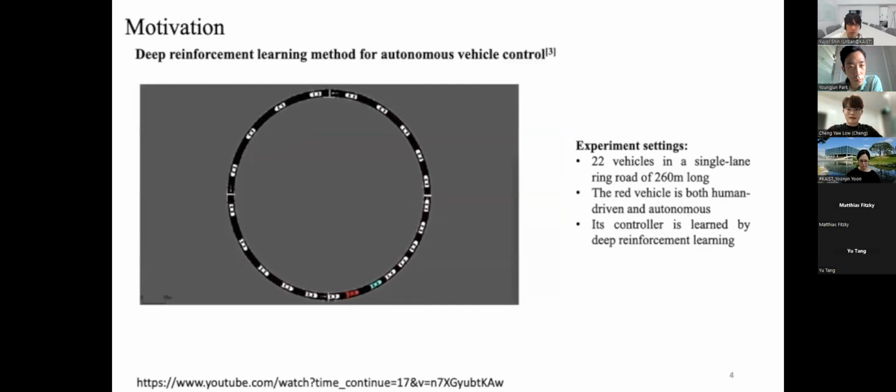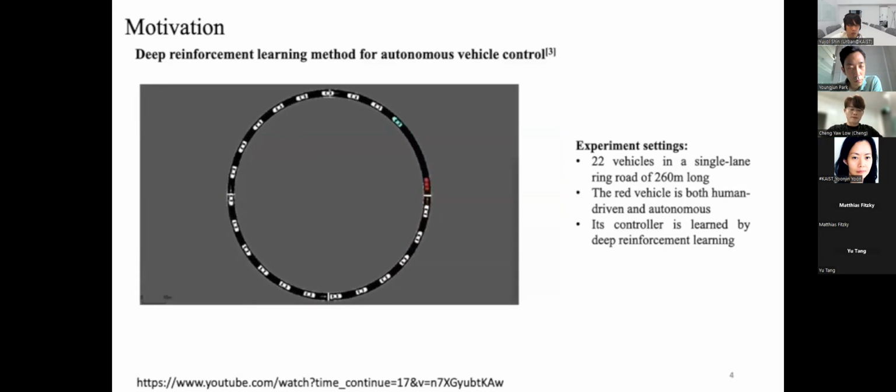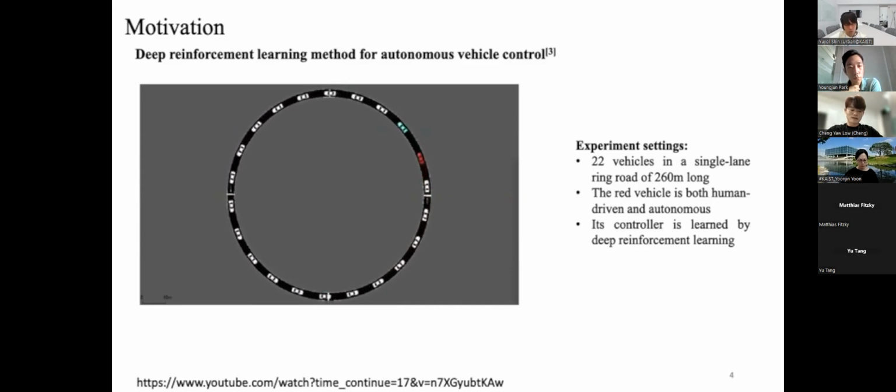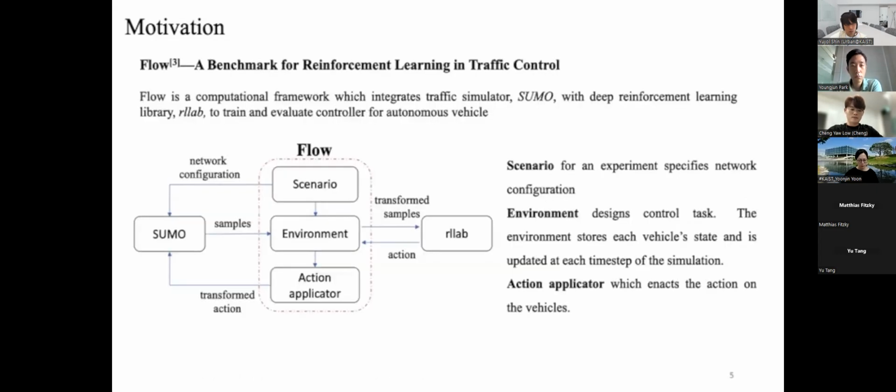Recently, with the popularity of deep reinforcement learning, researchers consider learned controllers for autonomous vehicles by DRL methods. In the video, the red vehicle is autonomous capable, and we can see that it can help relieve the traffic jams. Even though in simulation, it also shows that deep reinforcement learning will be a powerful tool for autonomous vehicle control. Those researchers also built a benchmark for reinforcement learning in traffic control called FLOW. It integrates the traffic simulator SUMO with a deep reinforcement learning library, RLlab, to train and evaluate controllers for autonomous vehicles.